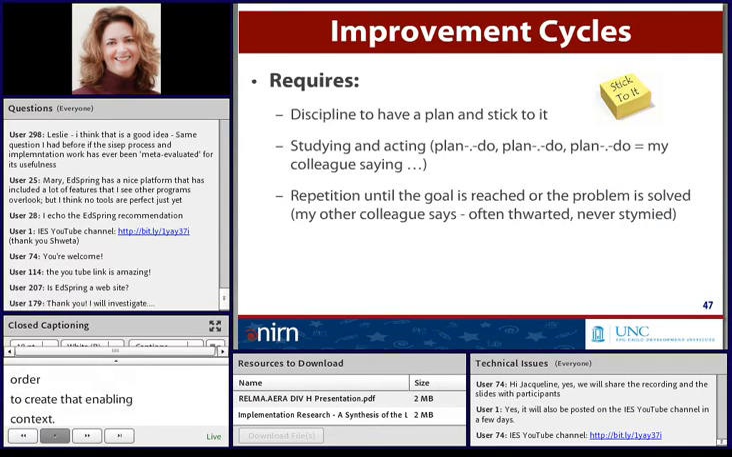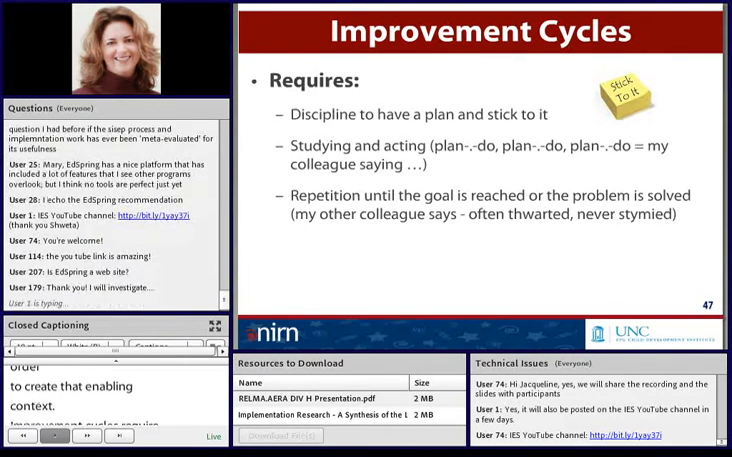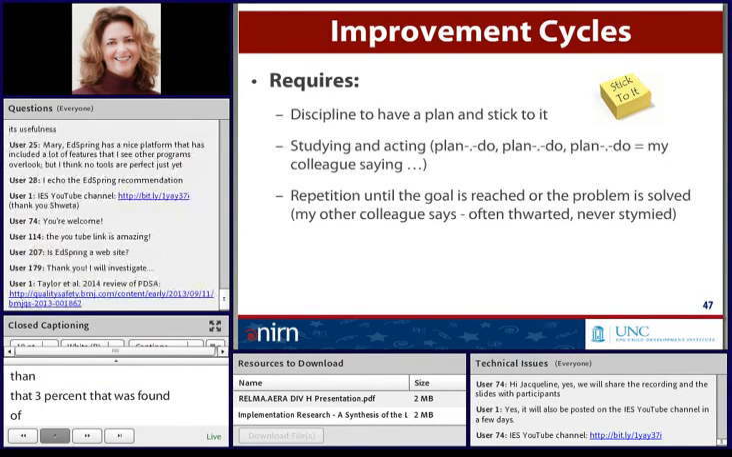Improvement cycles require having the discipline to have a plan and stick to it. We can do way better than that 3% that was found of engaging in all 5 steps. It does require studying and acting, so we don't get stuck planning and doing. I often find the simple strategy of not allowing the calendar to drive us, but instead us driving the calendar and specifically scheduling in that time for that studying and acting, and working with different teams. They just want to keep going, and getting them to build that time into their schedule for that piece is essential.